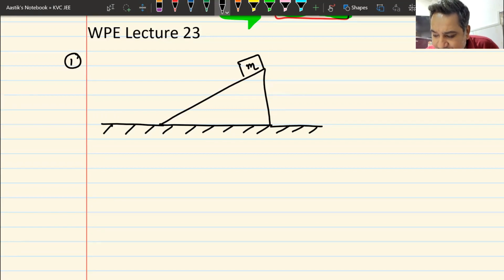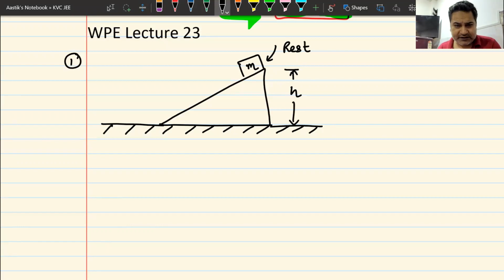I have a block of mass m which is kept at rest on the top of this ledge, the height of this is h. Obviously, there is no friction, because if there is friction, LOCME cannot be applied. So I am taking friction out of the picture here. It is kept at rest. Someone is holding it. If I release it, what will happen? Very simple. If I release it, it will just move down. When it reaches down, it will acquire some velocity. We have to find out what is the velocity with which this block reaches the bottom of the prism or wedge or whatever this is.